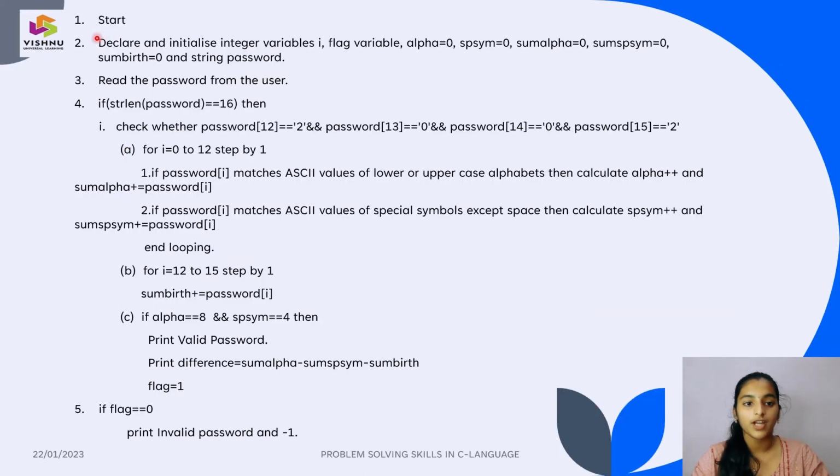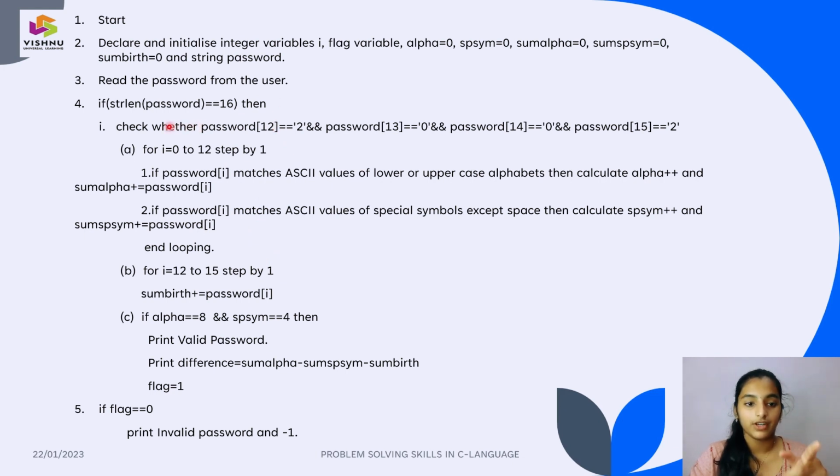First we have to start our program and then declare and initialize some integer variables. We'll discuss all these variables as we go through our algorithm. First, we have to read the password from the user and store it in a string named password. The first and foremost thing is that the password length must always be 16 digits. So first we'll check the length of the password, whether it is 16 or not. When it is 16, the following steps are executed.